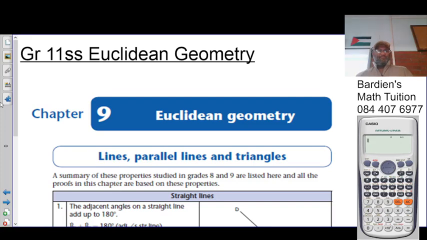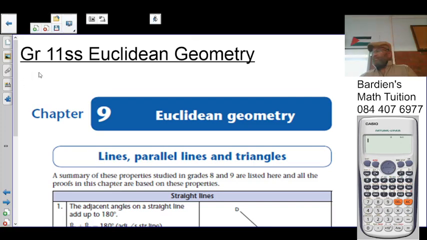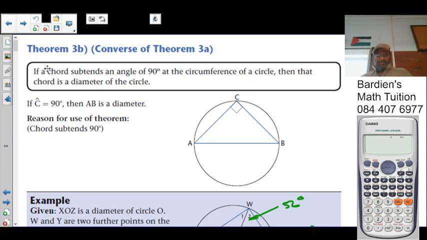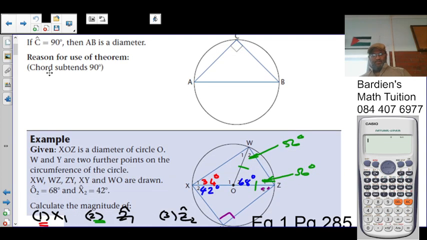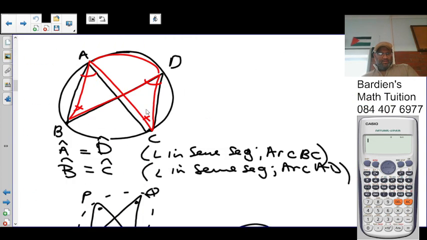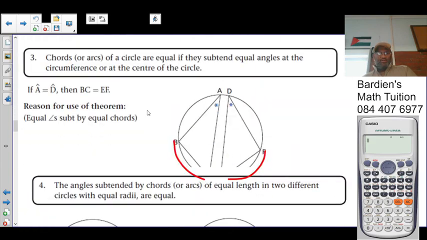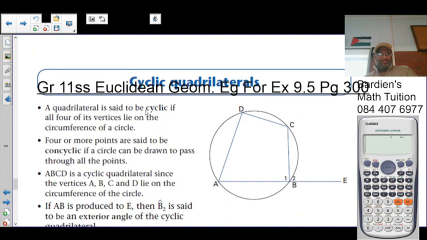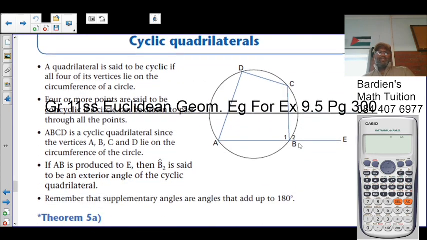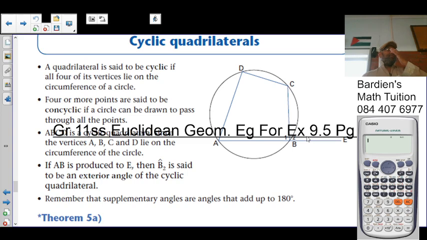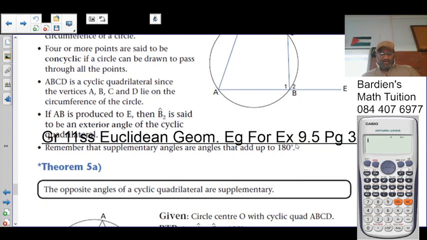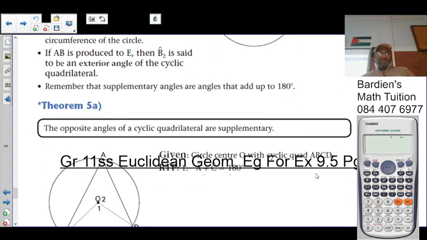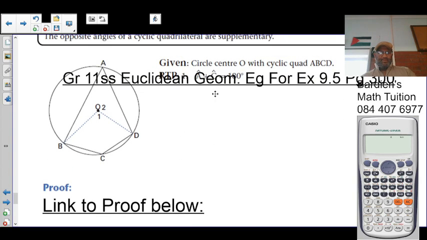Okay, good morning class. So today we're looking at Euclidean geometry. We're doing the examples on page. We spoke about cyclic quads yesterday and what makes it a cyclic quad and all of those things, not so? So we spoke about the proof of this theorem, not so?